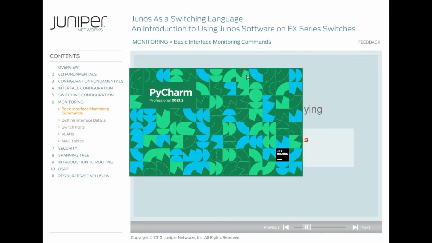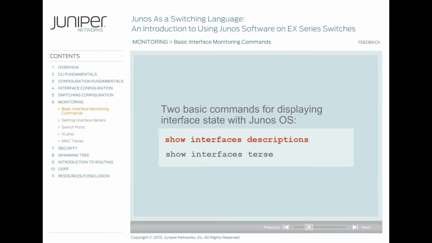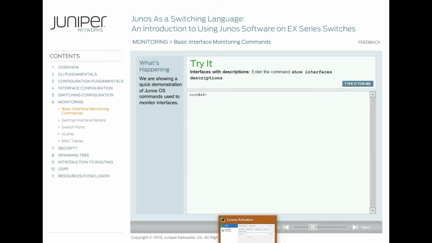You can use the show interfaces descriptions command to get a listing of interfaces and their configured descriptions. This command is very similar to the Cisco IOS command. However, note that only interfaces that have descriptions will be displayed. Enter the command show interfaces descriptions now to continue.